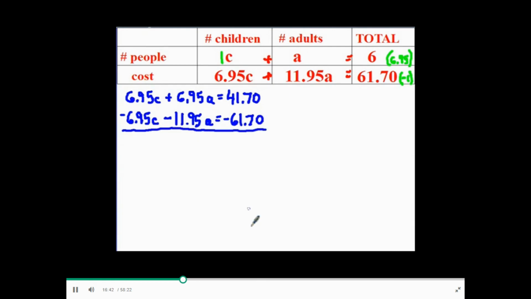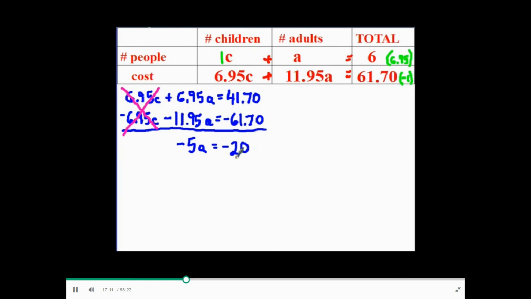Fantastic job. Now something should cancel. If it doesn't, you have screwed up. And indeed, 695 minus 695 is eliminated. Now we're going to go straight down. We have negative 1195 plus 695. So that's going to give us a -5. Don't forget your A. Over here, 4170 minus 6170 is going to give us -20.